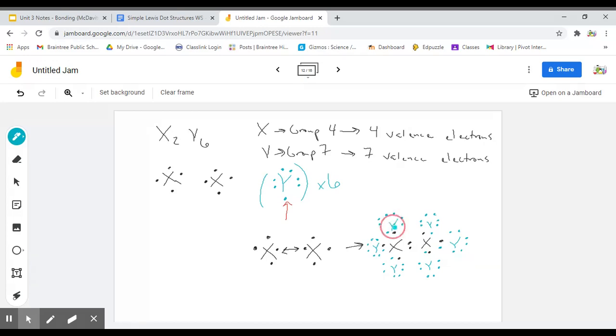Okay? And so this is what your final answer would look like. So it would be like this. What this shows us is that each X is bonded to the other X in the middle, and then its other 3 locations are bonded to a Y. If you go through and count these up, you'll see that this fulfills the octet rule for each of these. All right.